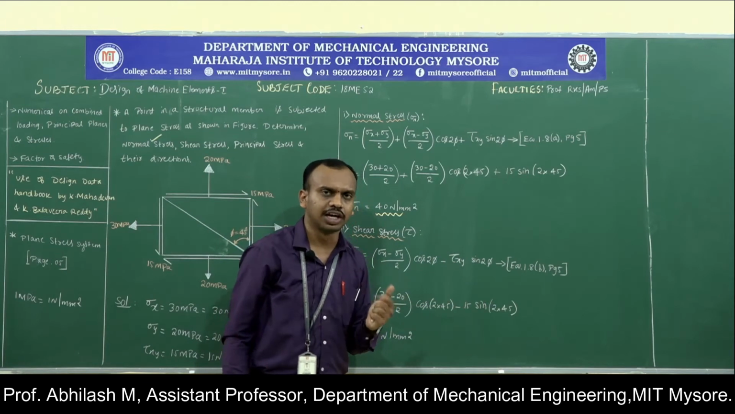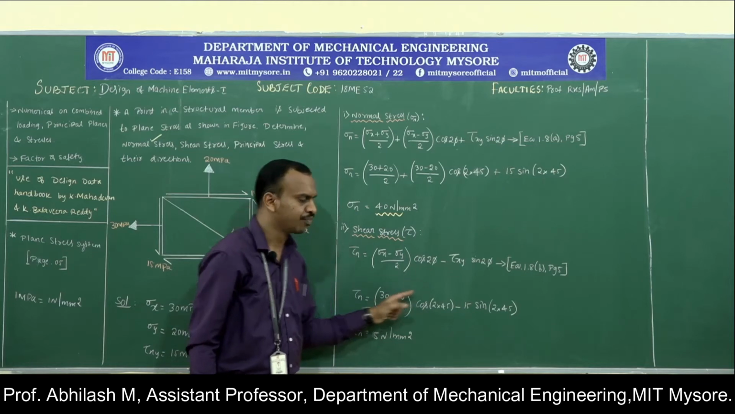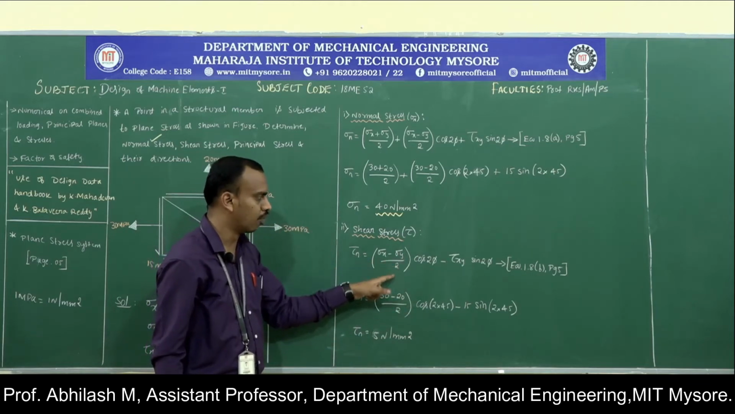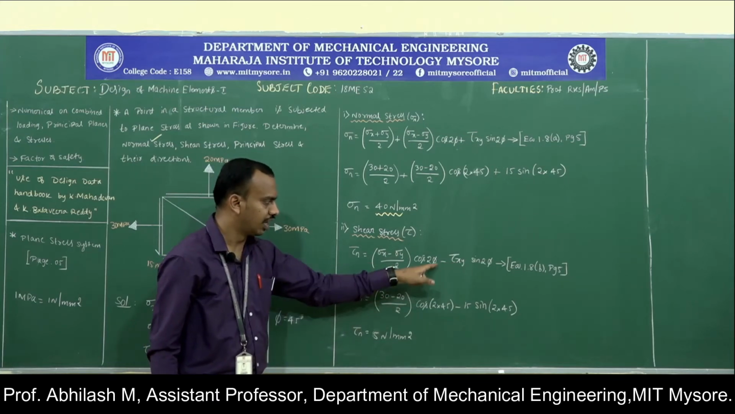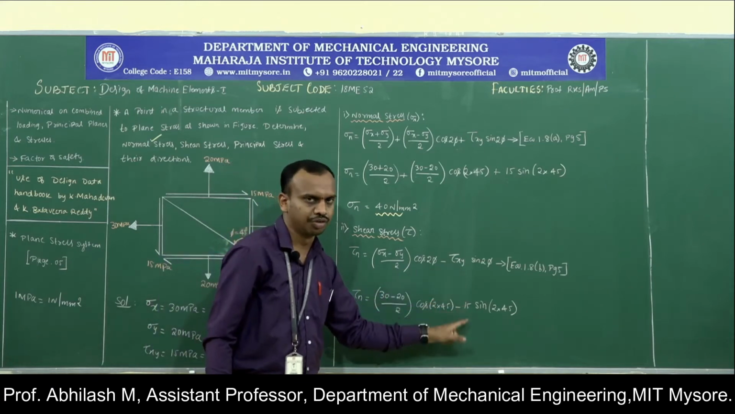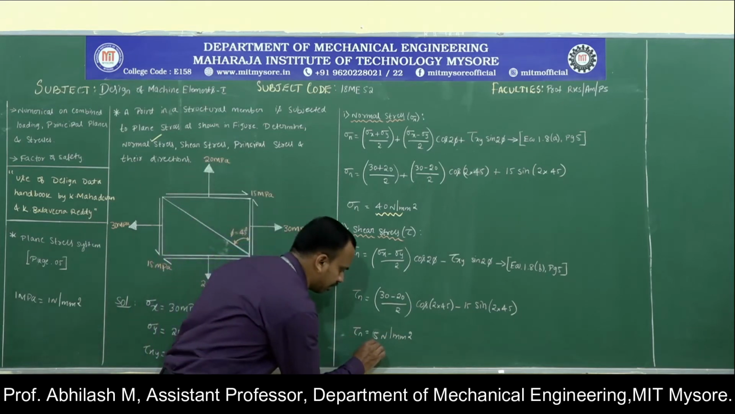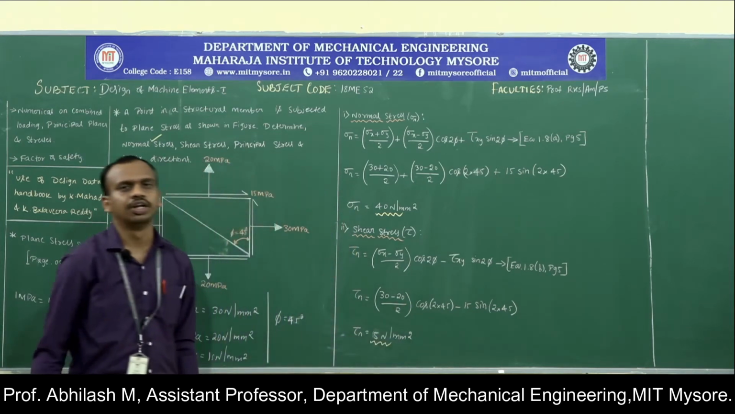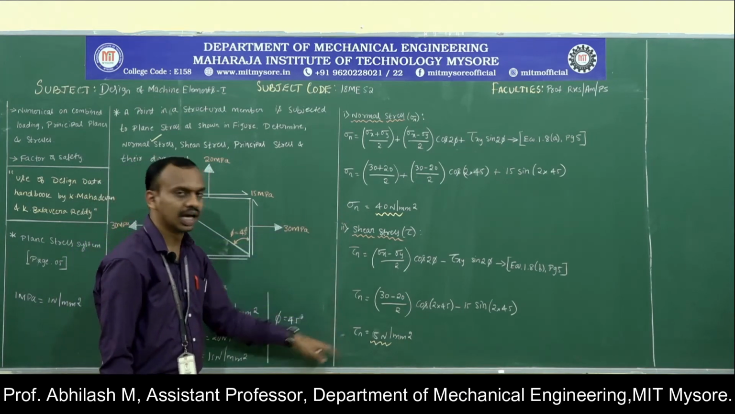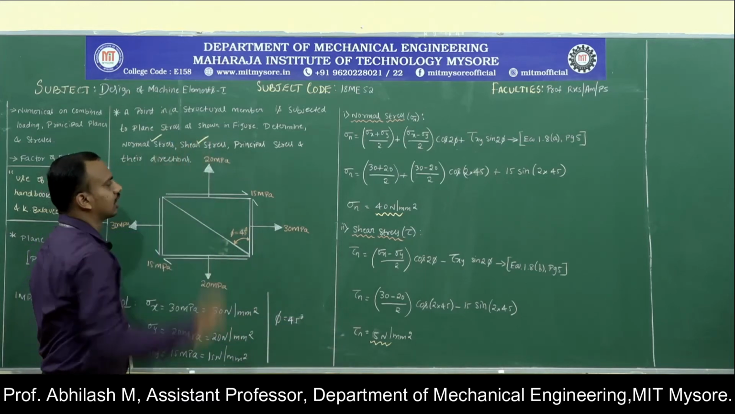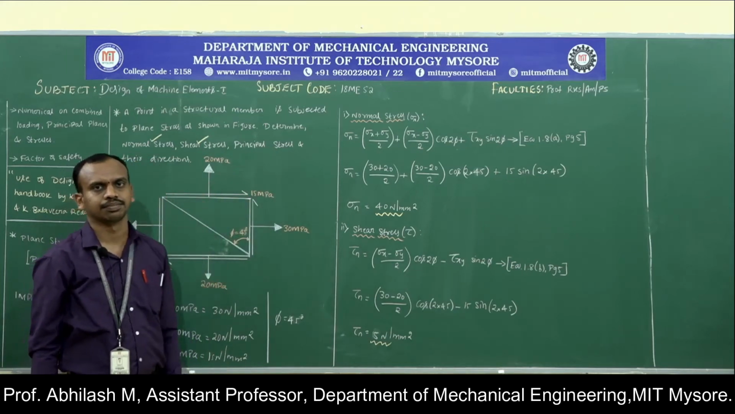This is for a plane stress condition. It is applicable for all three types of stress conditions, so we are making use of the plane stress condition equation. Substituting the values: sigma x is 30, sigma y is 20, phi angle is 45 degrees, tau xy value is 15, and again phi value is 45. We obtain the shear stress developed in the member as 5 Newton per millimeter square. So we have calculated the normal stress as well as the shear stress. Now let us calculate the value of principal stresses and their directions.